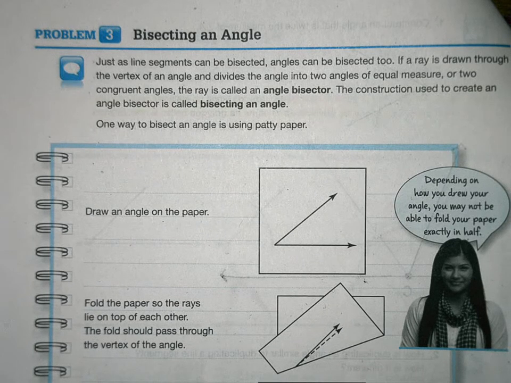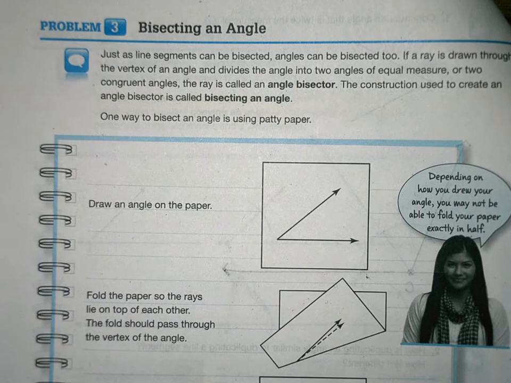Okay, so yesterday we were looking at translating angles, and then we copied angles. Today we're going to be doing what's called bisecting an angle. So we are on problem 3 in lesson 1. That's on page 686.